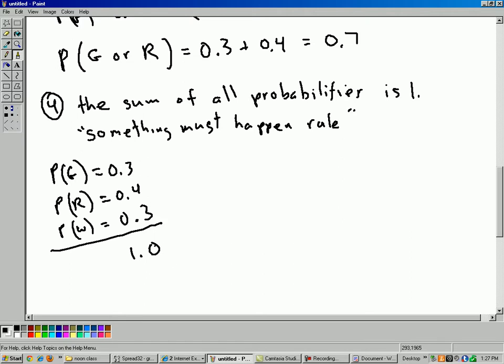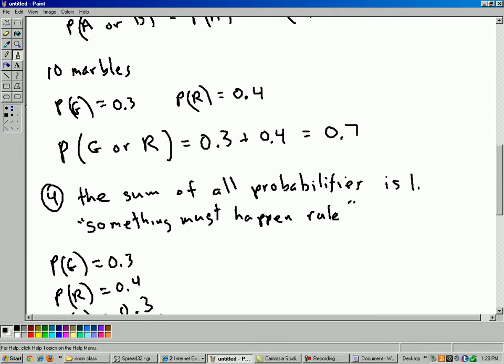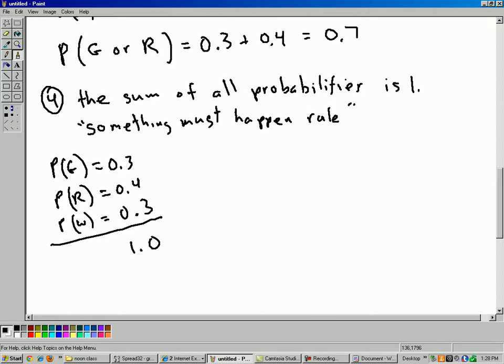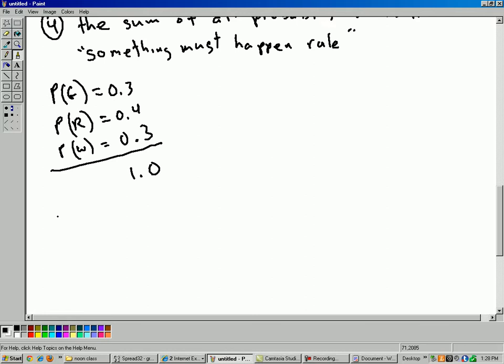If it didn't all add up to 1.0, then it means you left something out. That's why it has to add up to 1, because a 1 means it's guaranteed to happen. That's why we say it's a something must happen rule. Now, the same caveat as with the last rule here. The events must be disjoint. If you have some overlap, then they will add up to more than 1. But if they're disjoint, it all adds up to 1. Okay, next rule.